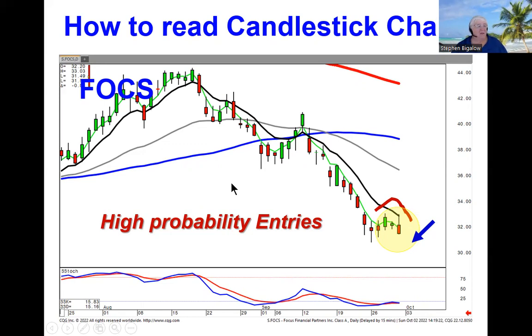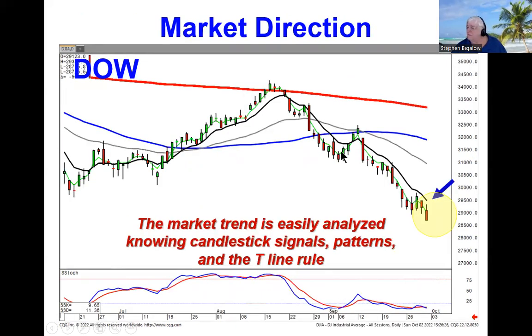So right now, it is much easier to analyze trends when you can read candlestick charts, knowing what the candlestick signals reveal, what the patterns reveal, and what the T-line rule is.